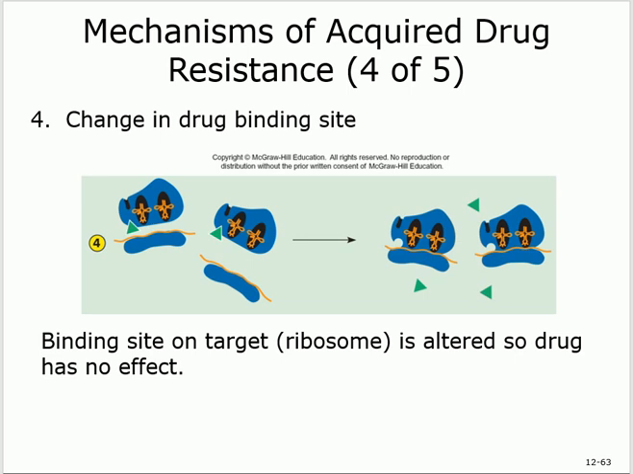Other ways to acquire resistance is to change the binding site. Example, tetracycline. Tetracycline works on the ribosome, right? I told you to memorize these medications, and you're going to do the activity for it, okay? So tetracycline is an example of protein synthesis inhibitors. It goes to the ribosome, acts on the ribosome, and stops protein synthesis.